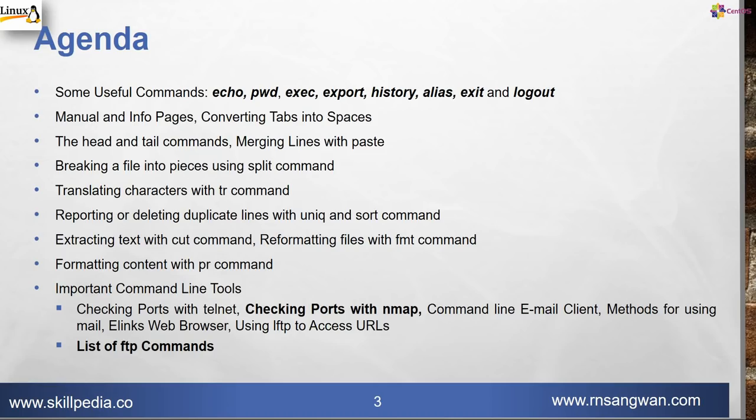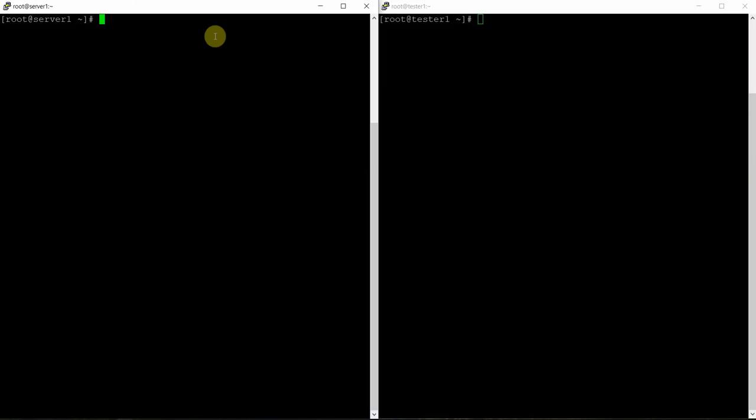Let me give a quick demonstration first before we start the session that will help you in understanding and recognizing the session. Let me start. So you can see these are two machines for testing purpose. If we talk about nmap and telnet, there are some commands required at the other machine also. So we have server 1 and tester 1, and both the machines are accessible from each other.